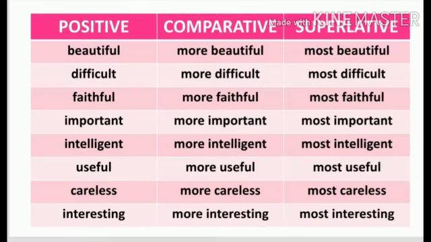Now, these are the adjectives of two syllables and all adjectives of more than two syllables form their comparative by using more before the positive and their superlative by using most before the positive. Let's see how. Beautiful, more beautiful, most beautiful. Difficult, more difficult, most difficult. You can read the remaining words yourself to understand the formation of the comparatives and superlatives.